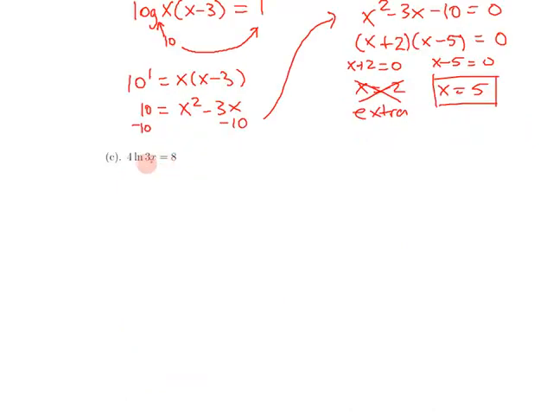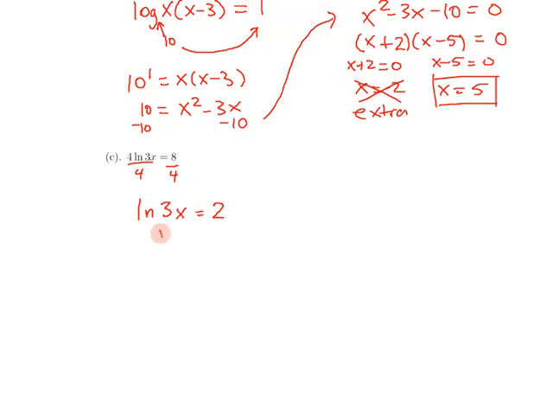Alright, how about this one? 4 times the natural log of 3x is equal to 8. I'm going to divide both sides by 4 to get the logarithm by itself in this case. So I have natural log of 3x is equal to 2.